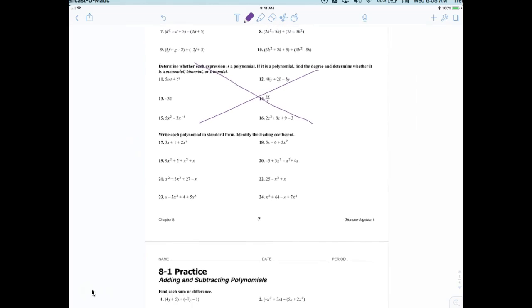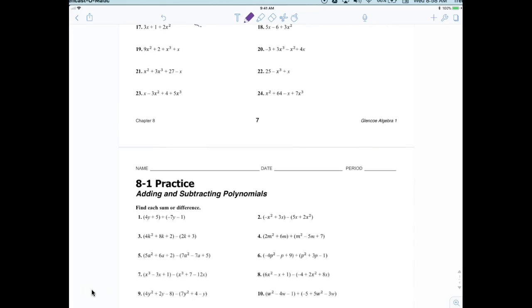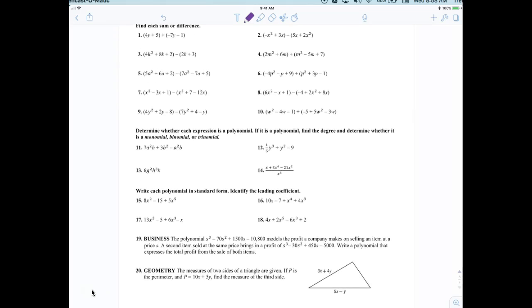Now, writing in standard form is really simple also. Highest exponent to lowest exponent. Down here, the sum and difference is important. This right here is not important. All right.